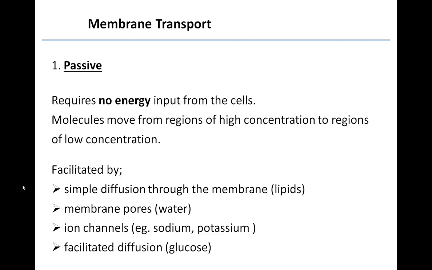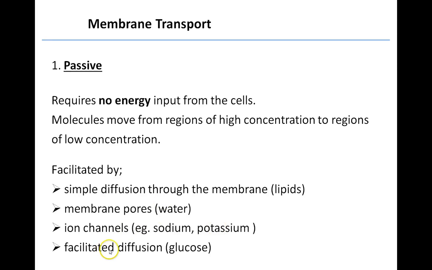Now this sort of transport is facilitated by simple diffusion through the membrane, through specialized pores. Water, for example, enters this way, through specialized channels, ion channels. So an ion channel is a protein with some sort of hole in it, some sort of tunnel in it that allows a charged atom to move through. Ion channels in the membrane are very important when considering the function of nervous tissue cells and muscle tissue cells.